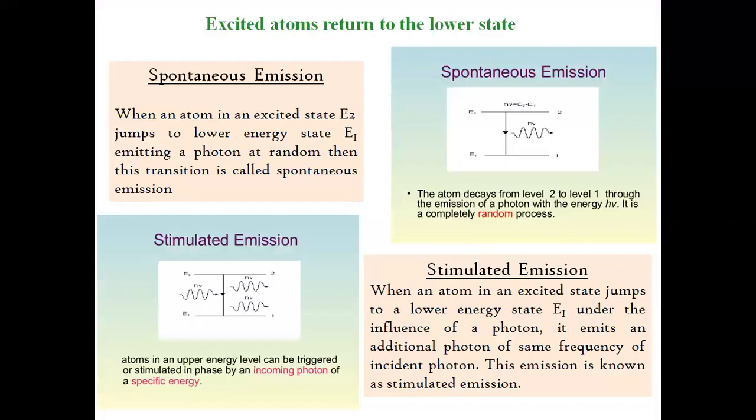Now we discuss the process how excited atoms may return to the lower energy state. There are two ways. Firstly, we discuss about spontaneous emission. What is it? When an atom in an excited state E2 jumps to the lower energy state E1, emitting a photon at random, then this transition is known as spontaneous emission. In this case, there is no influence of photon.